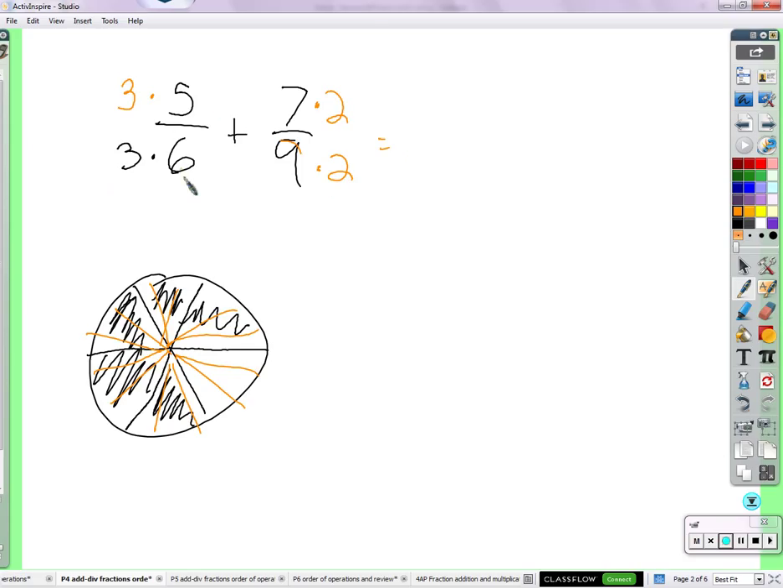So in this case, we start with 5/6, which is the same as how many 18ths? 15/18. Plus, how many 18ths? 14. Okay, 14/18. Which means we have how many 18ths? 29/18. Can I simplify that? Yes. I think you misunderstand what I mean by simplify. No, you can't. Can I write it as a mixed number? Yes. So that's a different thing. This mixed number is what? 1 and 11/18.